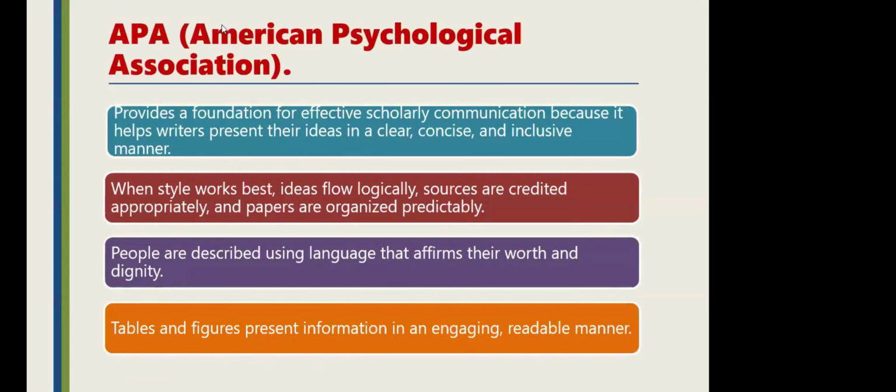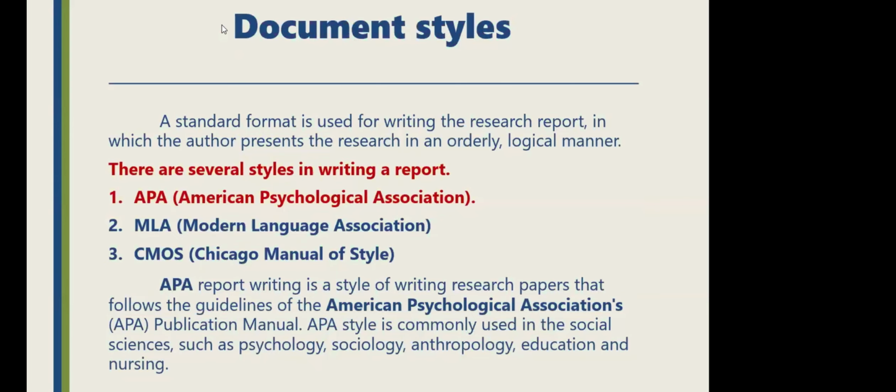And next is the MLA. MLA means Modern Language Association. This type of style is often used in humanities, like research in literature and cultural studies. This MLA style focuses on author-page citations and works cited pages.